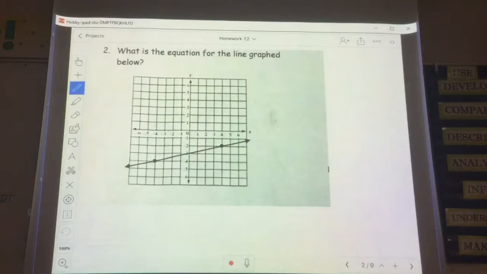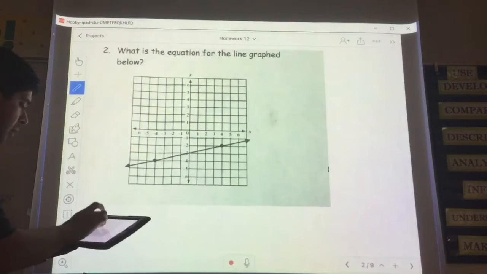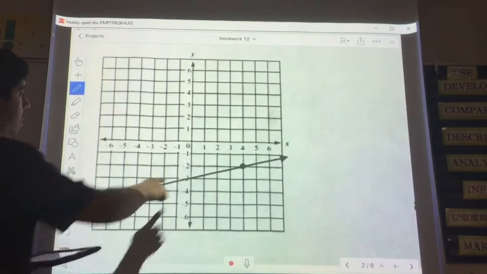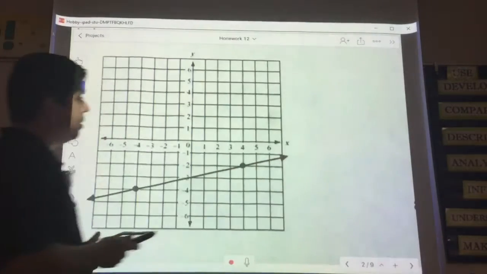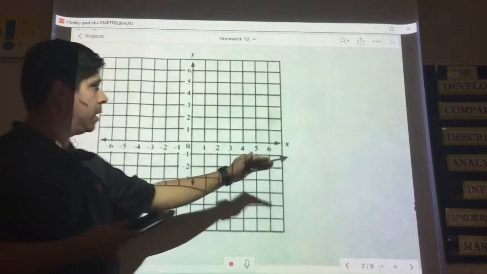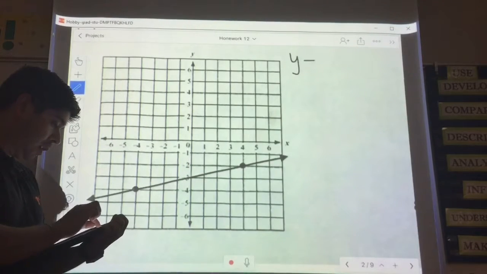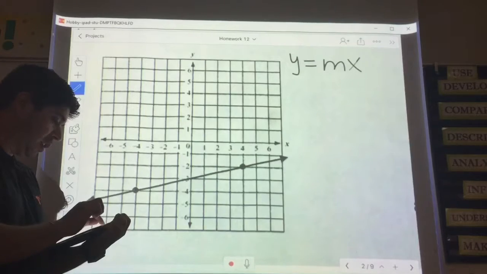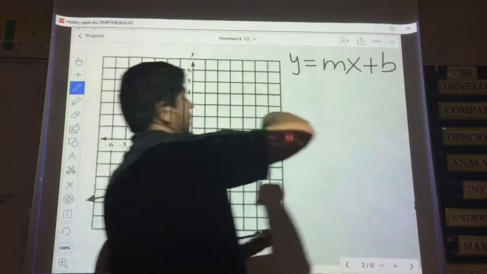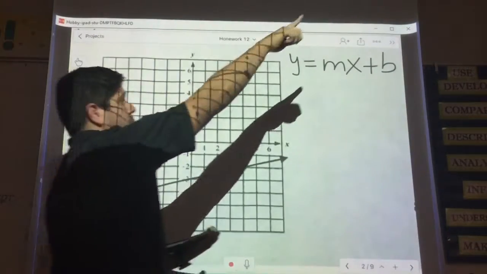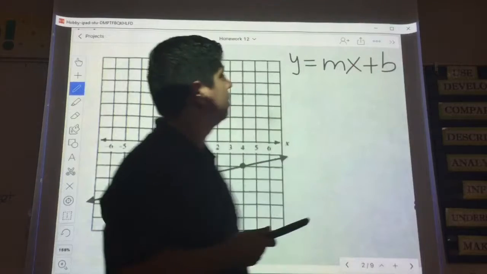Okay, number two. What is the equation for the line graphed below? So let me zoom in a little bit on my graph right here. Okay, so here's my line. I need the equation, so y equals mx plus b. Let me write that up here. y equals mx plus b. That's what it's going to look like. So we need to find our slope, which is m, and we need to find our y-intercept, which is b.